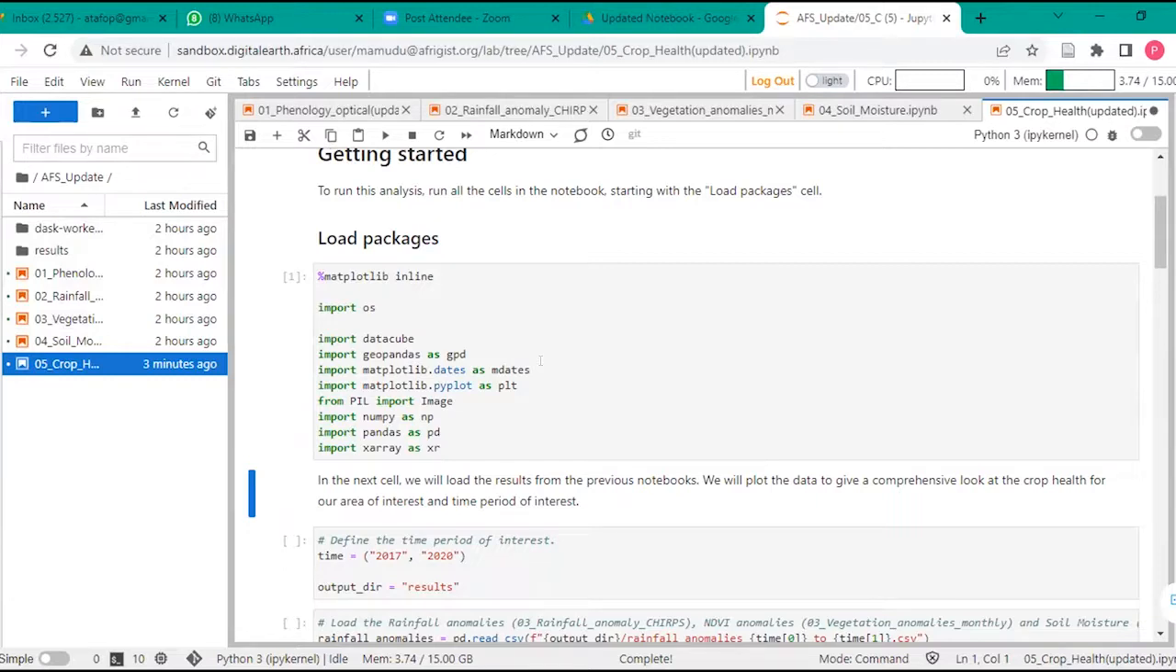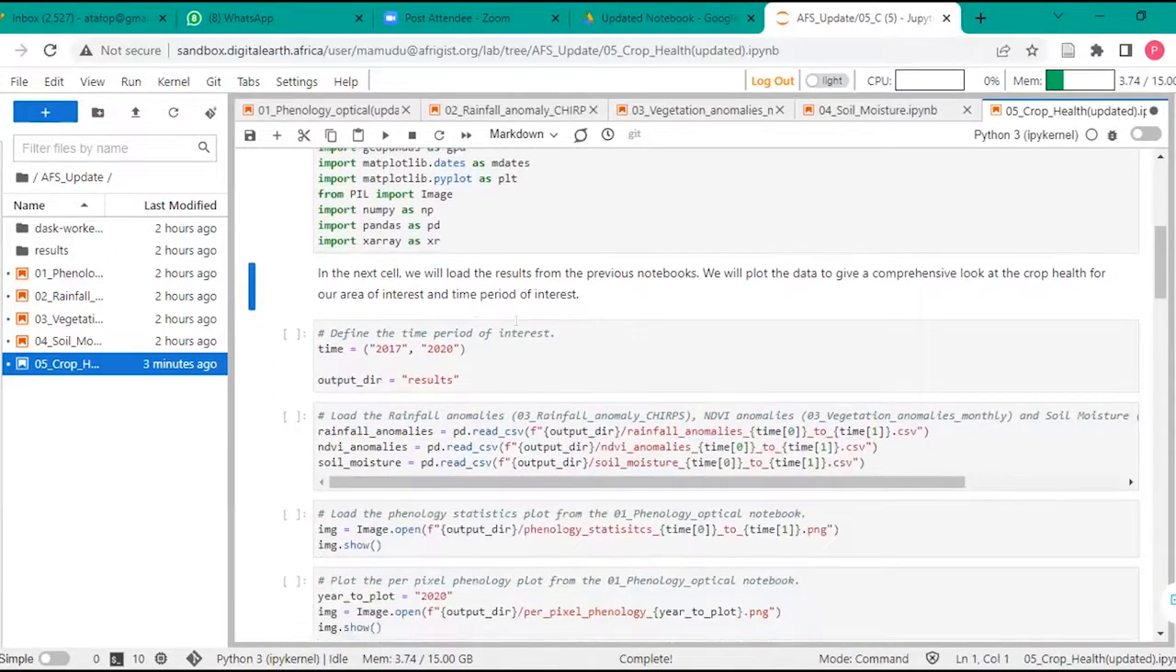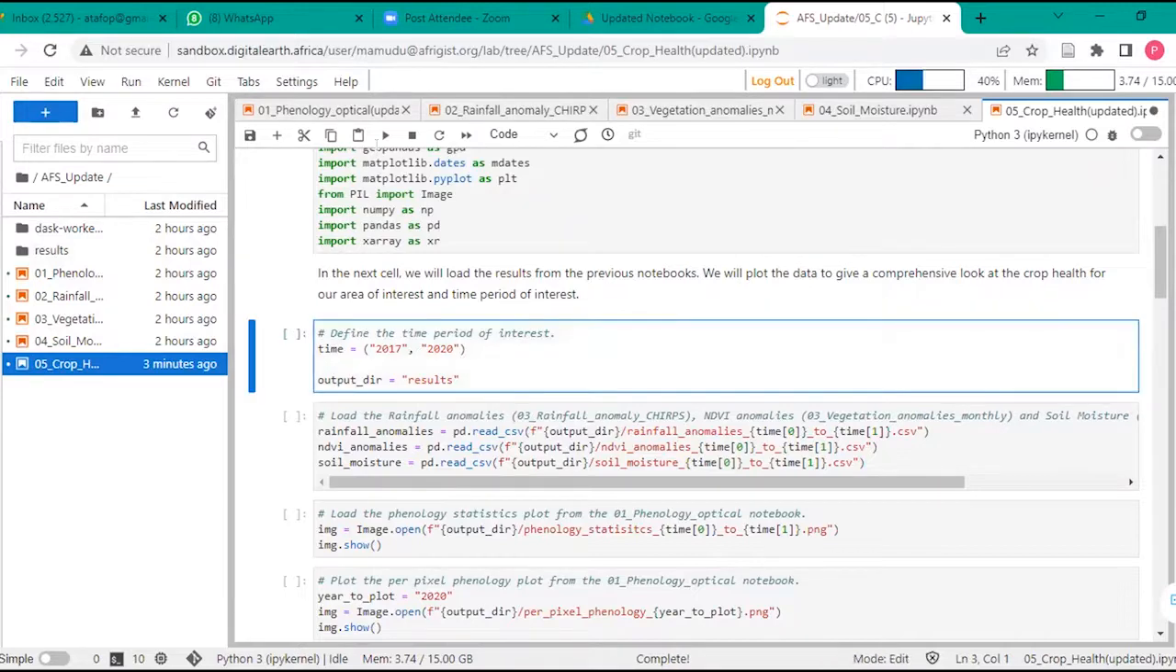So in the first cell, we have imported our data sets. Now we also want to define the area or the period of study. Remember, in the previous notebooks, most of the periods we were working with were between 2017 and 2020, and that is the period we are defining here. Also note that our data set was saved into the directory results, and all the results that are there, we can call on using this cell. I'll go ahead and run that.